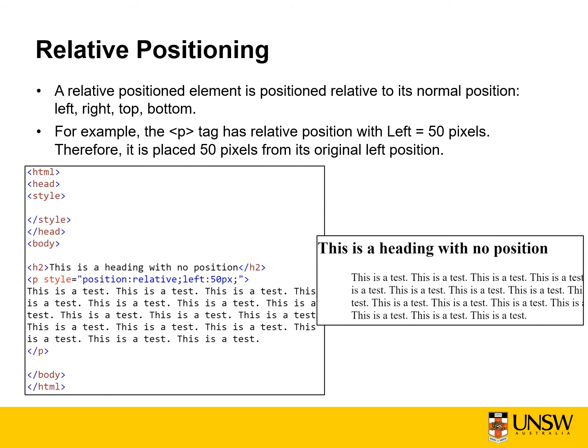Relative positioning is similar to absolute positioning, however, it moves an element relative to its original position. In this example, the p tag has relative positioning with left property equals to 50 pixels. Therefore, it is placed 50 pixels from its original left position.